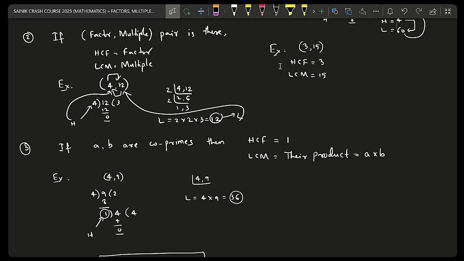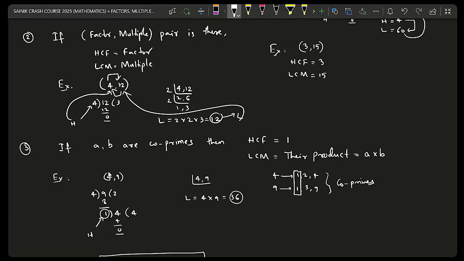So I took the example 4 and 9. What are the factors of 4, Snehal? Sir, 1, 2, and 4 itself. And the factors of 9? Sir, 1, 3, and 9 also. Except for 1, do they have any other common factor? No, sir. You understand? Type of numbers, what are they called? Co-primes. So when only 1 is a common factor, they are called co-primes.